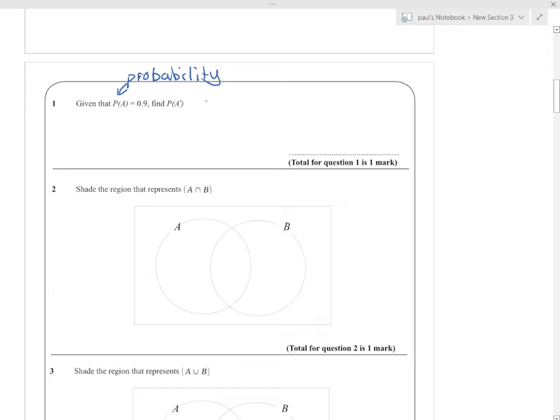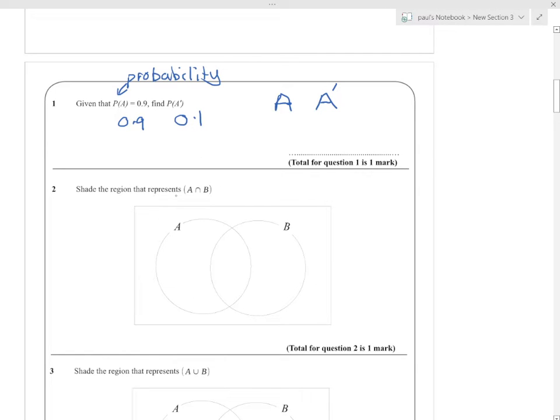Now, when you've got, see these circles down here, when you've got A, it means it's in A. When you've got A with a little dash by it, it means it's not in A. So it's the opposite. Everything that isn't in A. Now, all probabilities add to 1. If the probability of A is 0.9, then the probability of it not being A is the difference between that number and 1. So it's 0.1.